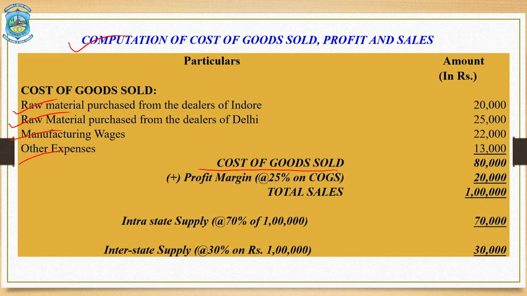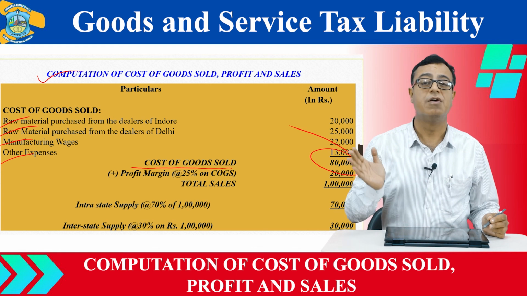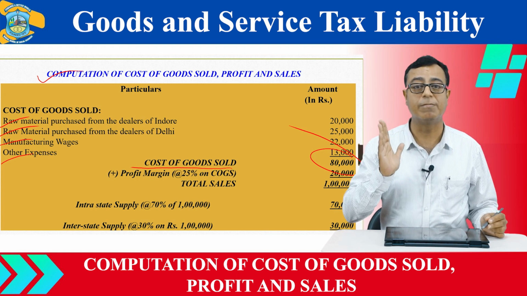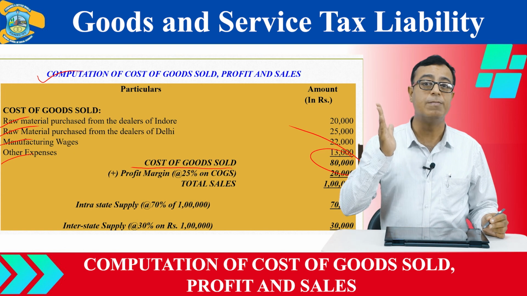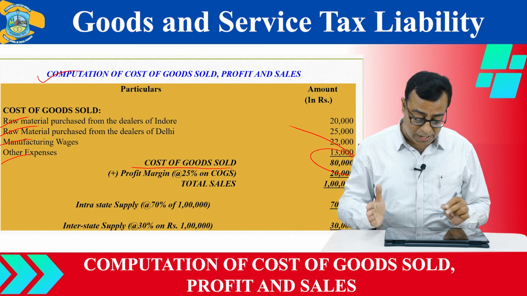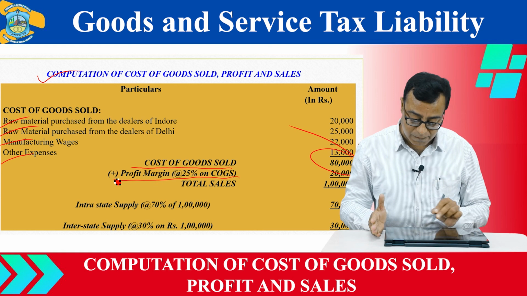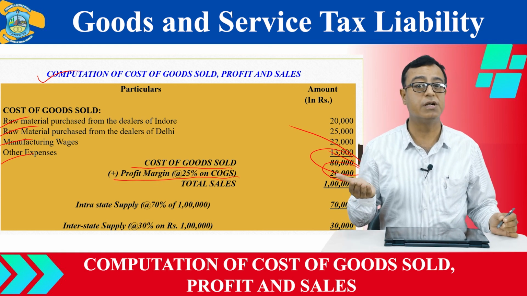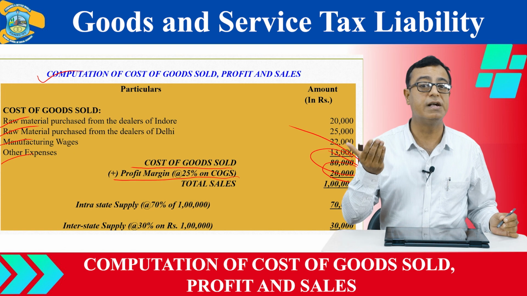It is cost of goods sold. Cost of goods sold 80,000 rupees. Now what is our profit margin? That is given in the question. We are earning 25% profit on the cost, means 25% on this COGS, means 25% of this 80,000. Here we have this particular profit and the amount will be 20,000. How come 20,000? It is 25% of 80,000.